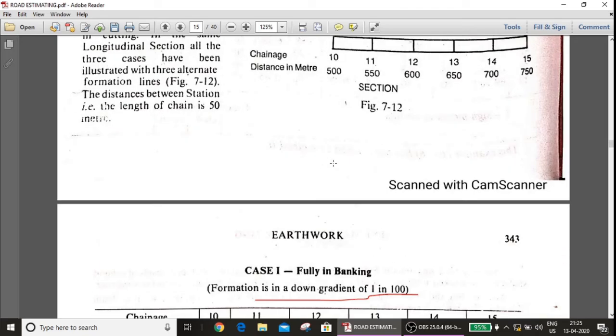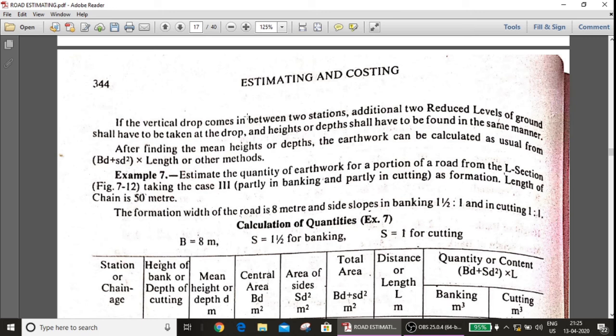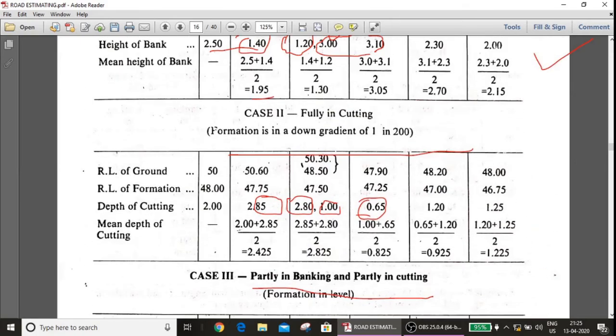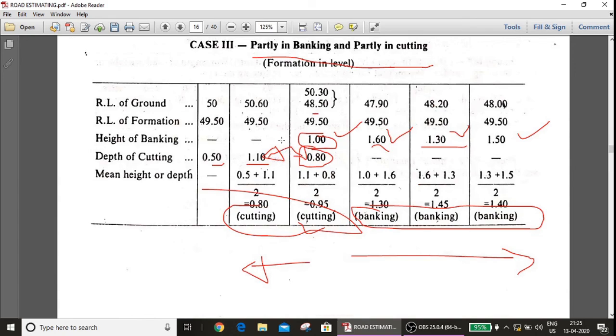Okay, what if the vertical drop comes in between two stations? If the vertical drop comes in between two stations, in the same way, two additional RLs, two reduced levels of the ground, have to be taken at the drop. Where there is a drop, you have to take two RLs, one at the top ground level and one at the bottom ground level, and the procedure is the same. So we have to solve this type of problems for fully cutting, fully banking, and partly banking and partly cutting.